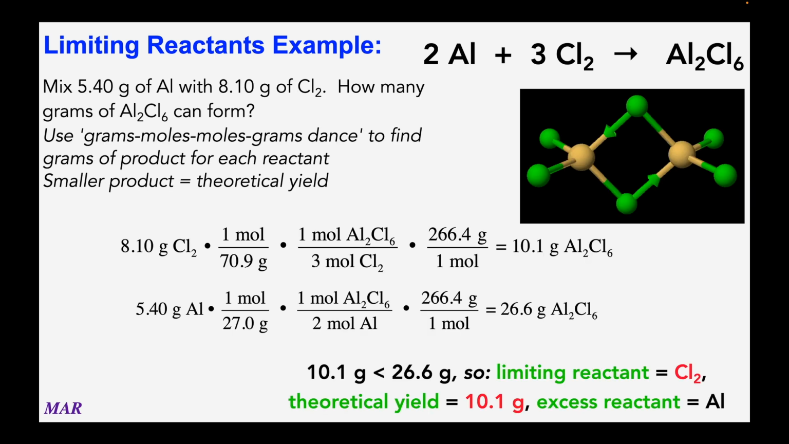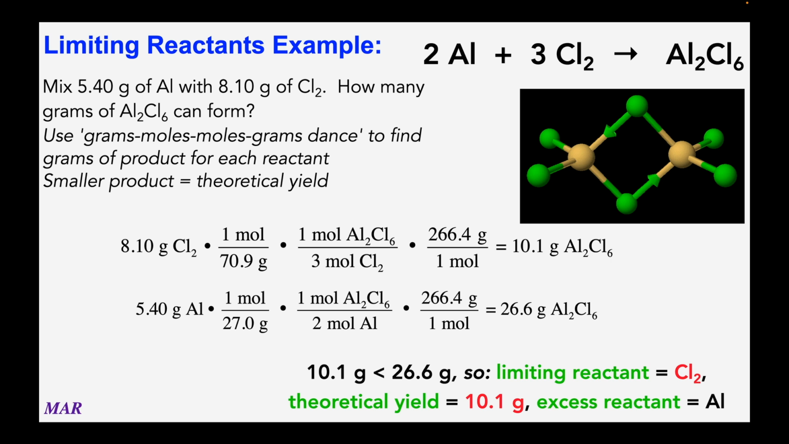Here's the math for both the chlorine and the aluminum, okay? So 8.10 grams of Cl2, you would turn it first into moles using the molar mass of Cl2, 70.9 grams. Then the balanced reaction says 3 moles of chlorine are needed for every 1 mole Al2Cl6. You would multiply that by the molar mass Al2Cl6, which comes out to be 266.4 grams per mole, and it's going to give you 10.1 grams Al2Cl6.